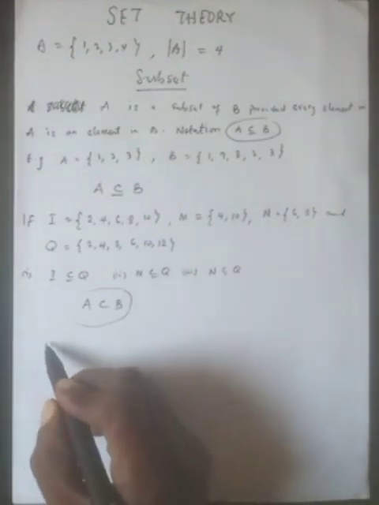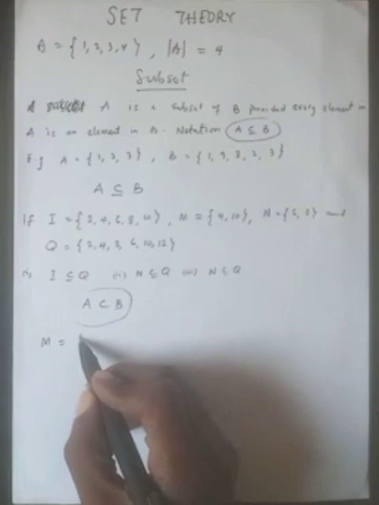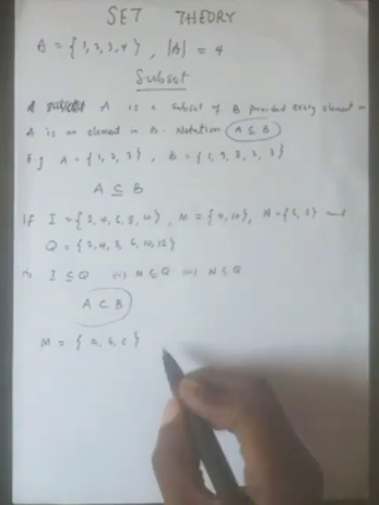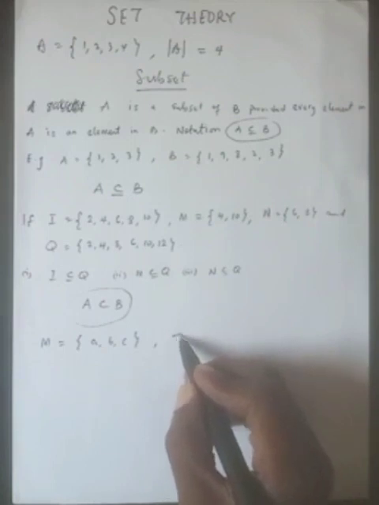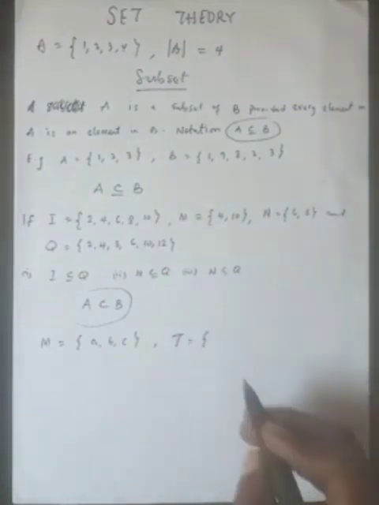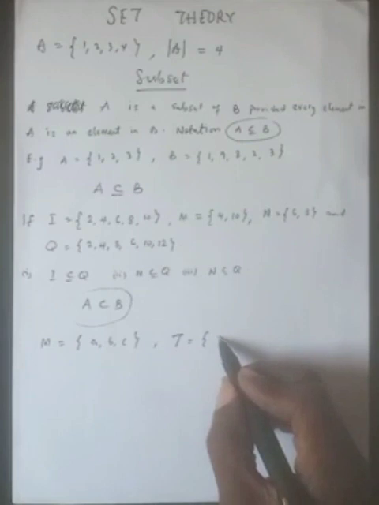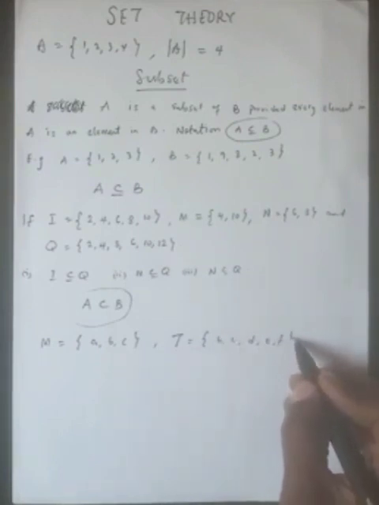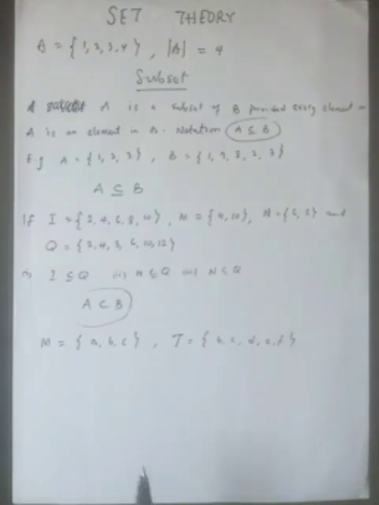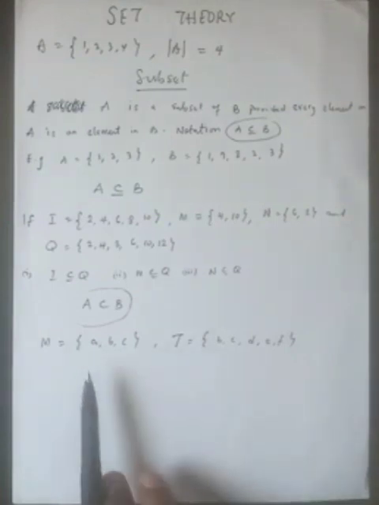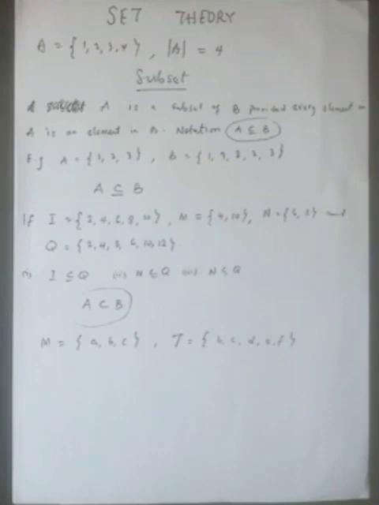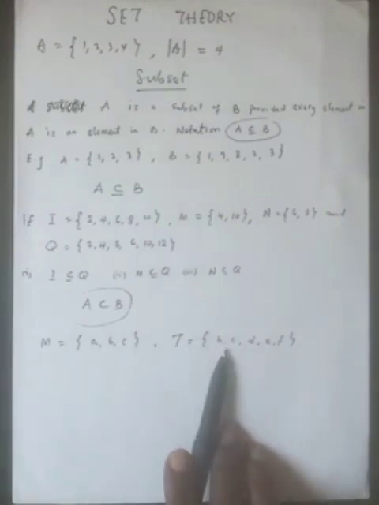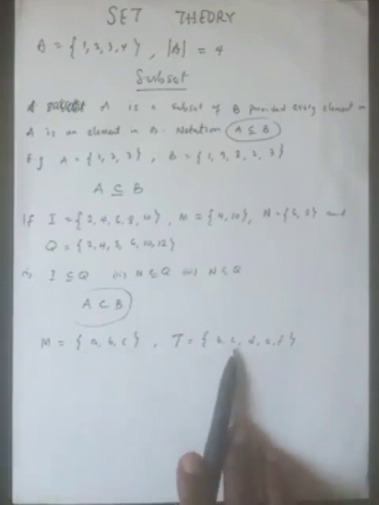To understand that fully, let's have an example. I can say that set M is equal to {A, B, C}, and set T is equal to {B, C, D, E, F}. Now what we want to do is to check, is M a subset of T? Or is set M a subset of set T?